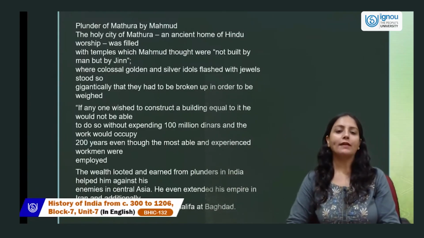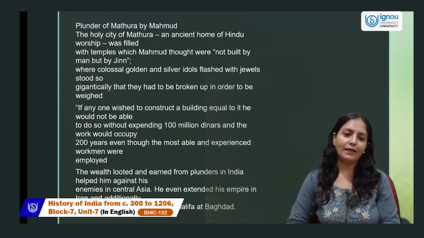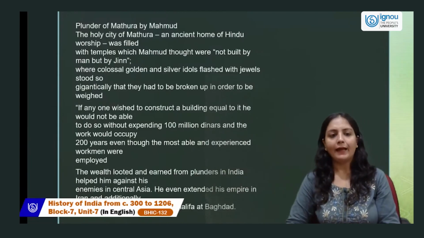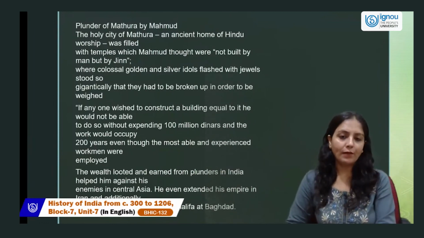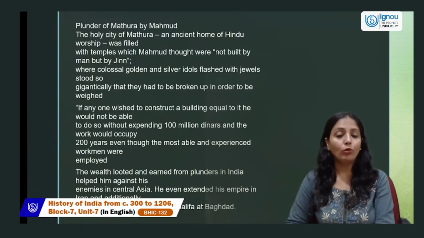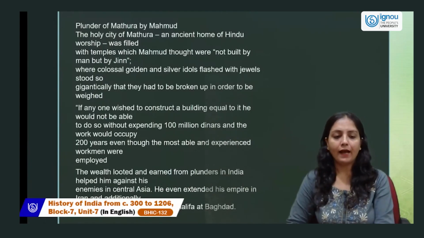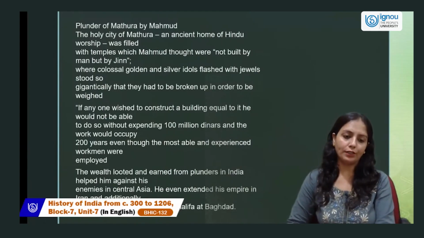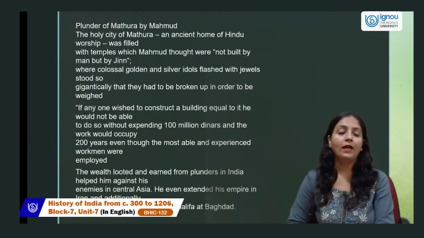If anyone wished to construct a building equal to it, he would not be able to do so without expending 100 million dinars, and the work would occupy 200 years, even though the most able and experienced workmen were employed. The wealth looted and earned from plunders in India helped him against his enemies in Central Asia. He even extended his empire in Iran and additionally got more recognition from the Khalifa at Baghdad. A lot of places he had plundered, a lot of things.